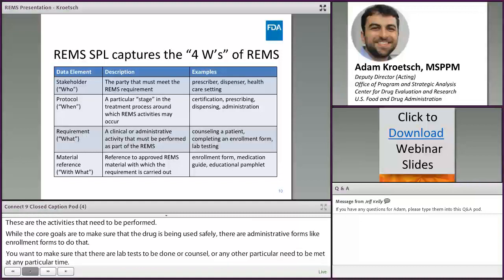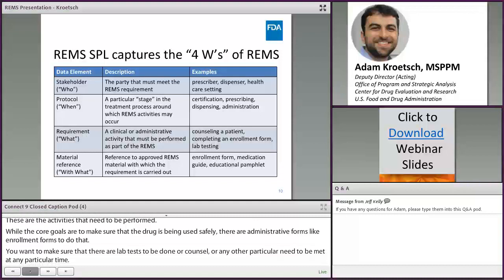So I mentioned before that REMS come in the form of both a REMS document and appended materials. The with what is that reference to the appended material that can help you carry out the requirement, whether that's a form or some sort of educational material.